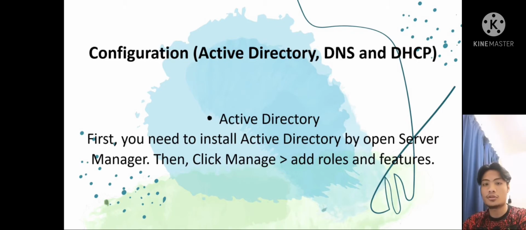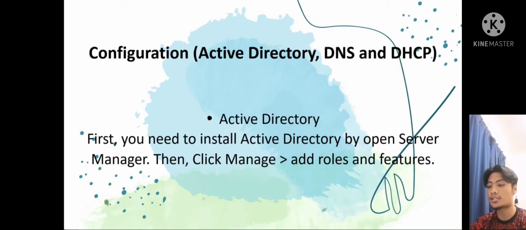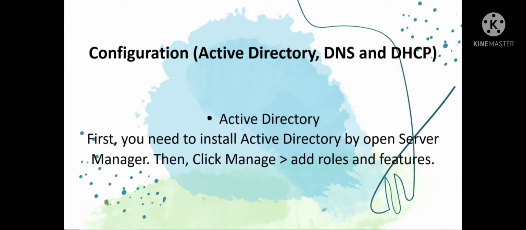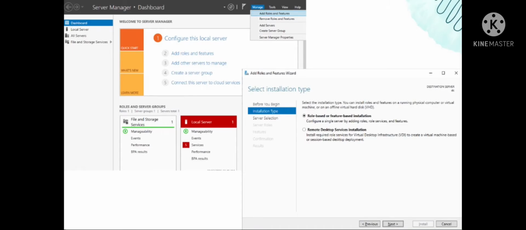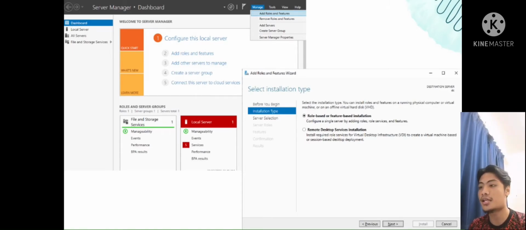Hi, Assalamualaikum. My name is Muhammad Idzham bin Radi. Okay, for configuration: Active Directory, DNS, and DHCP. For Active Directory, first you need to install Active Directory by opening Server Manager. Then click Manage, choose Add Roles and Features. Next, as you can see in this picture, click Manage and choose Add Roles and Features.